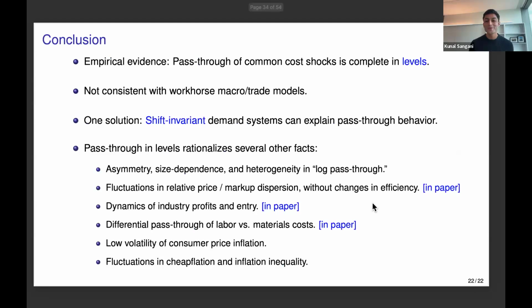Okay, so that's a quick summary of why pass-through measured in percentage terms, which often comes up as incomplete, might often disguise actually complete pass-through in levels. There's a lot more in the paper about how it can rationalize other patterns in the data that would be substantially harder to explain with canonical models that instead predict complete log pass-through. So happy to talk about those or to refer you to the paper if interested.